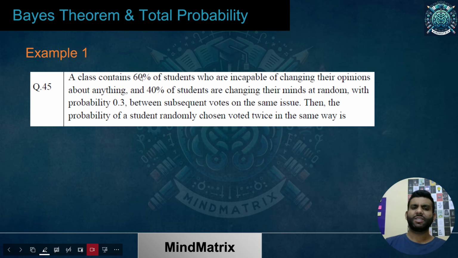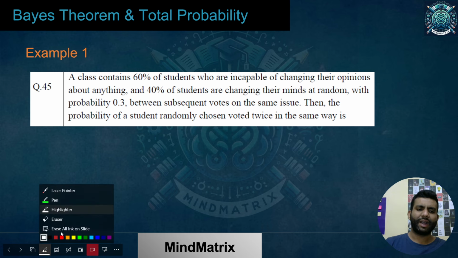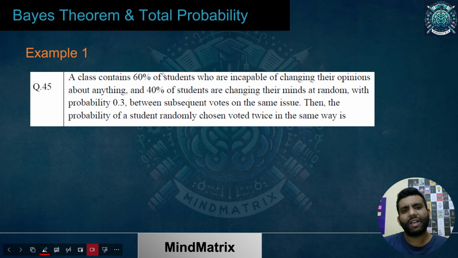So this has been told that a class contains 60% of the students who are incapable of changing their opinions, and 40% are there who change their mind at random.